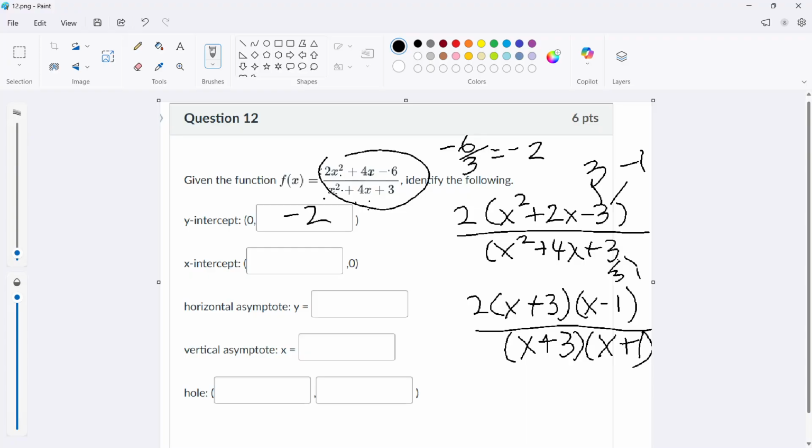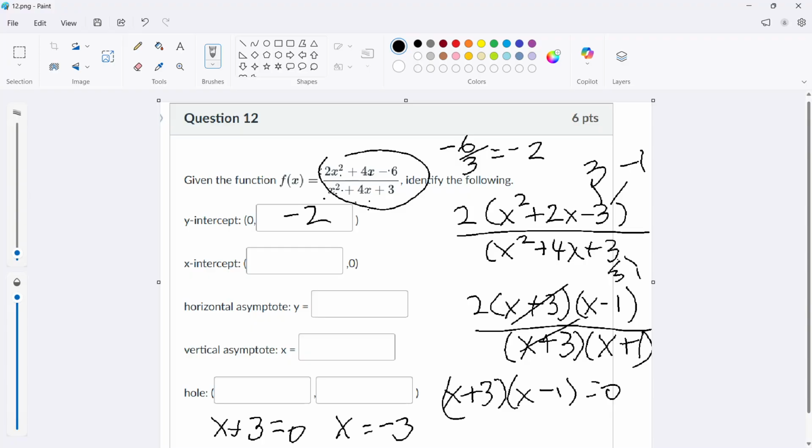And then the x-intercept, to find the x-intercept, I just set the top equal to 0. So, the 2 is just going to go away. So it's going to be x plus 3 times x minus 1 equals 0. But actually, at x plus 3, there's a hole. Does it have a hole? The hole is going to be at x plus 3 equals 0. So x equals minus 3. So the hole is at minus 3 and then undefined.